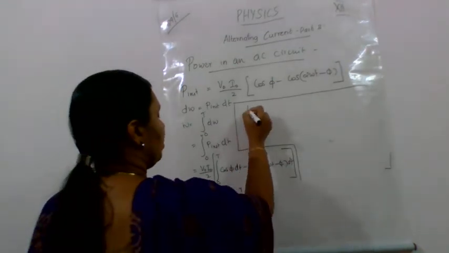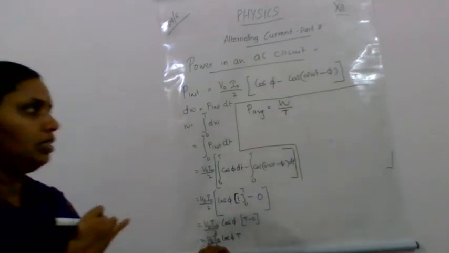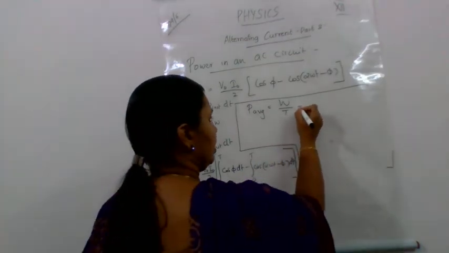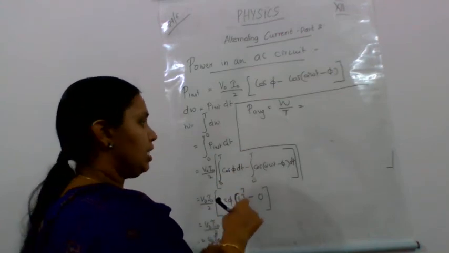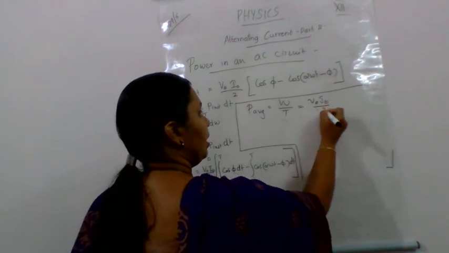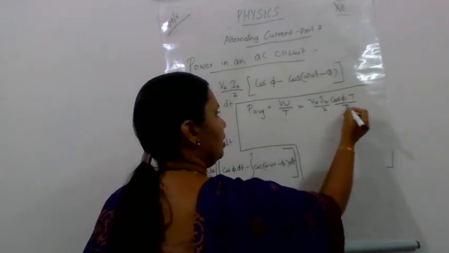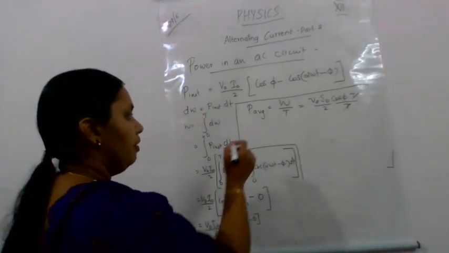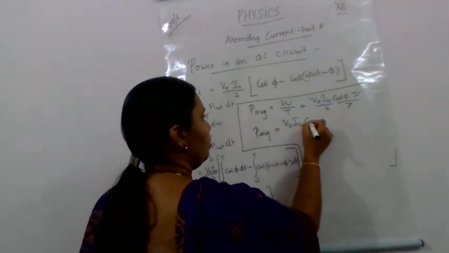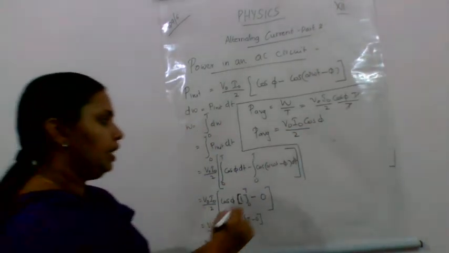So what will be the average power? The average is equal to work done by total time. Total time is what? One period, the time period, for the one cycle. So substitute for that W. W we got, V0 I0 by 2 cos phi T, whole divided by T. So this T gets cancelled. We will get an expression for the average power as V0 I0 cos phi divided by 2.